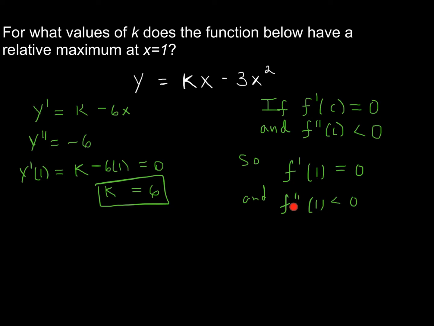Well, we need the second derivative at 1 to be less than 0. Well, the second derivative is always the same. It's always negative 6. This function is always concave down, right? It's a parabola. So I don't even need to go on to my second derivative. I've satisfied this criteria for the second derivative test. And I just know that if my k value is 6, I'll have also satisfied the first derivative portion of my second derivative test. So k will need to be equal to 6.